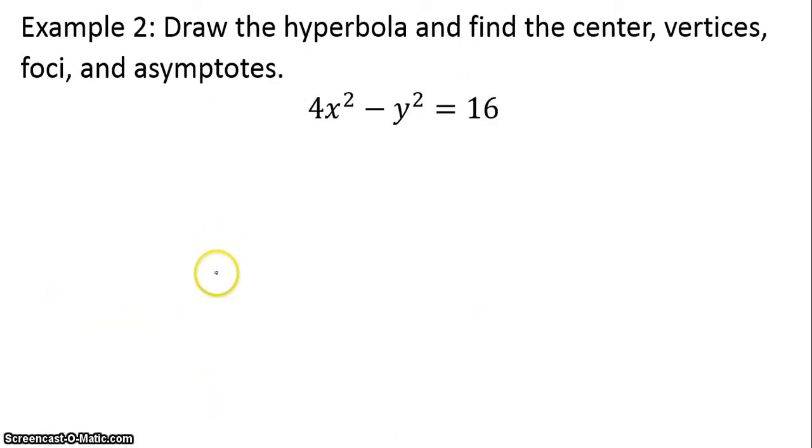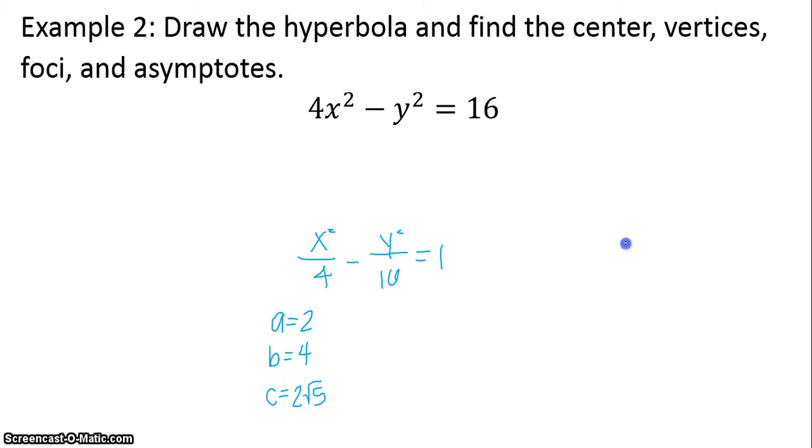Draw the hyperbola and find the center, vertices, foci, and asymptotes. So the first thing we need to do is get this set up in the correct form. So divide everything by 16. So I'm going to have x squared over 4 minus y squared over 16 equals 1. So looking at that, a should be 2 and b should be 4, which means doing Pythagorean theorem, or c squared equals a squared plus b squared, that c should be 2 radical 5.